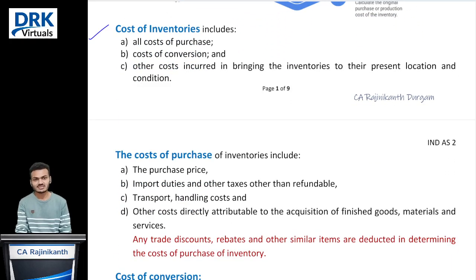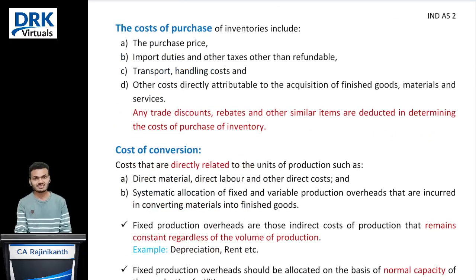Cost of inventories. Cost of inventories includes what? Purchase cost, conversion cost, and other costs incurred to bring the inventory to the present condition and location. Let's discuss this one by one. Cost of purchase of inventories. Purchase cost, purchase price included.